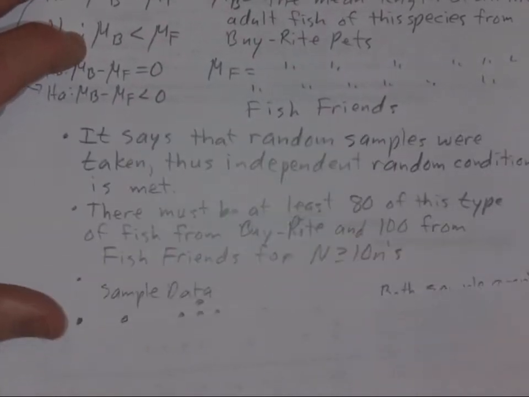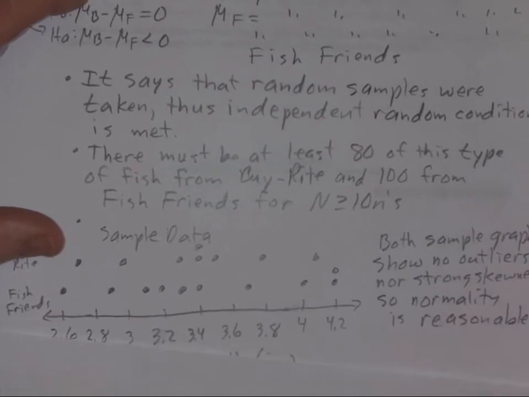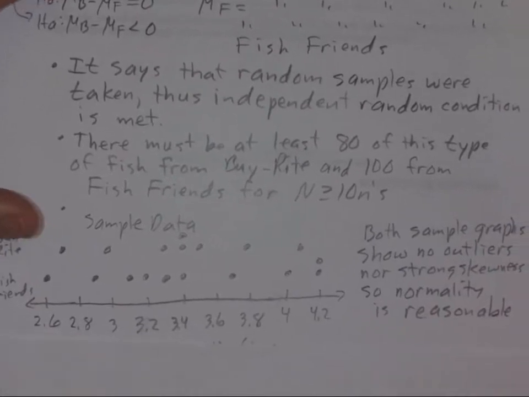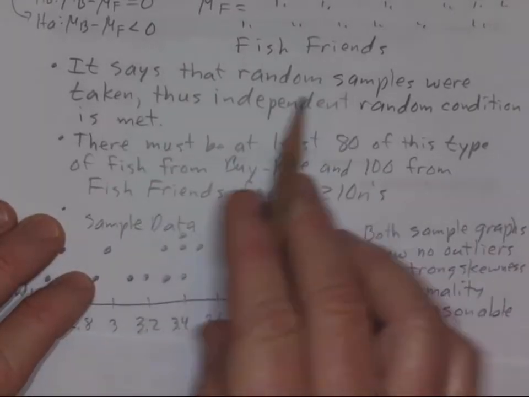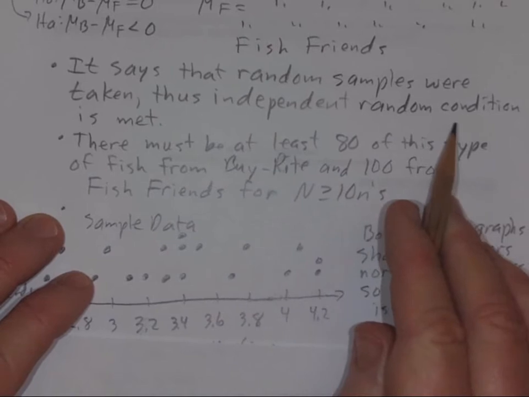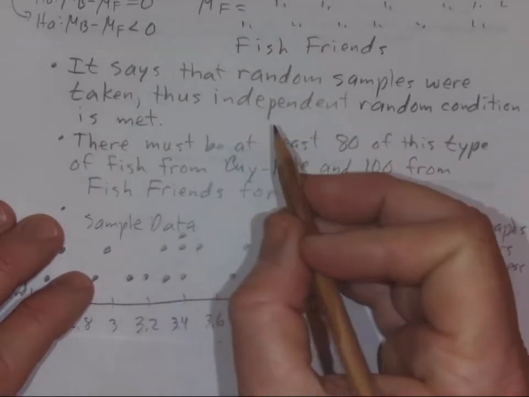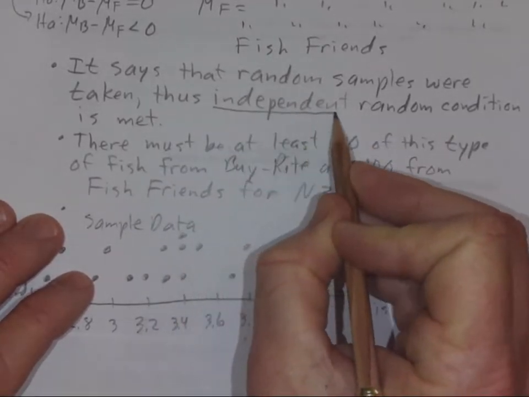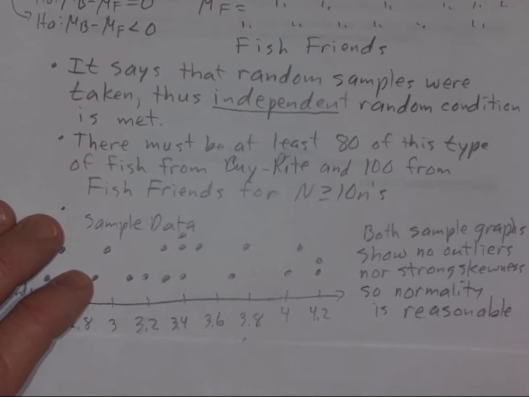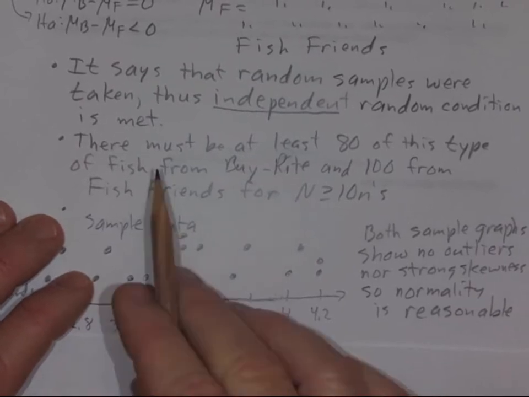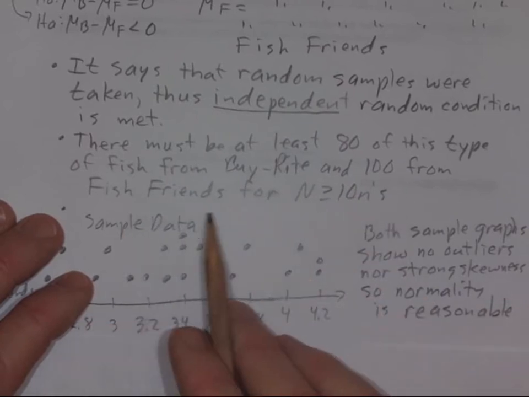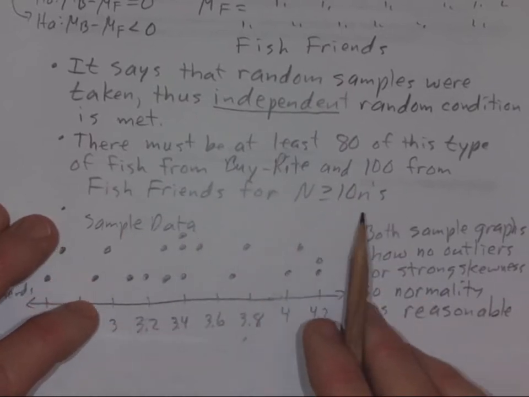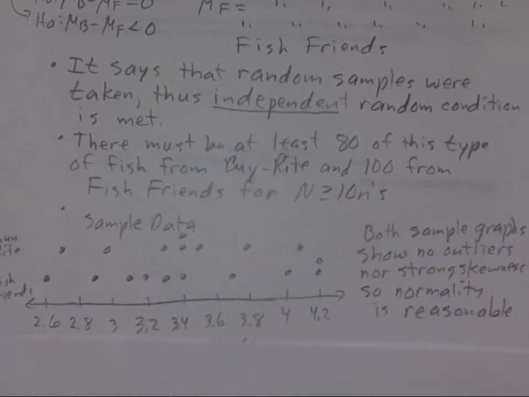And so then we have our assumptions, or our conditions. That is our SIN, or our I-SIN, since it's two samples. It clearly says that random samples were taken, thus the independent random condition is met. Remember, with the two-sample procedures, you have to say independent random samples were taken. There must be at least 80 of the type of fish from Buy Right and 100 from Fish Friends for our population size to be at least 10 times our sample size, because we aren't using replacement here.